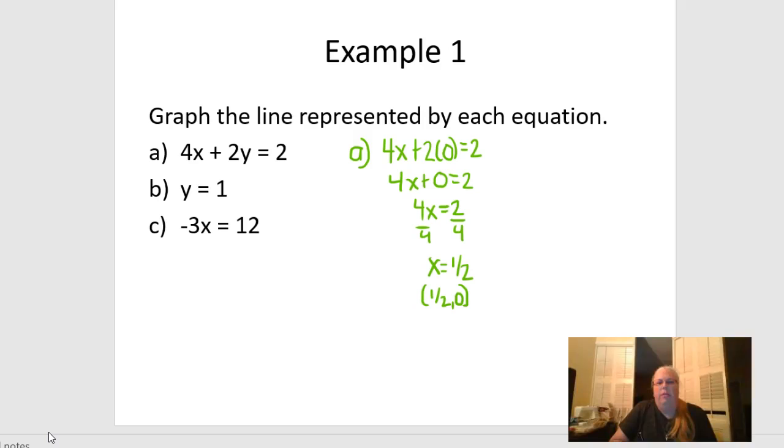To find the y-intercept, I need to put 0 in place of x and solve the remaining equation for y. 4 times 0 is just 0, so we have 0 plus 2y equal to 2. Well, 0 plus 2y is just going to give me 2y. And then when I divide both sides by that 2, we'll find out that y is equal to 1. That means the y-intercept is located at 0, 1. Let's look at the graph.